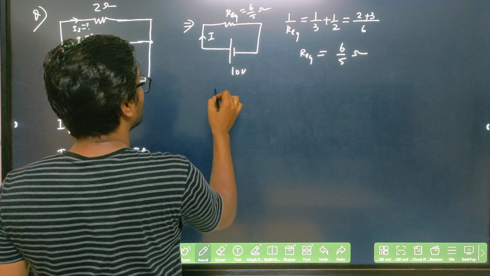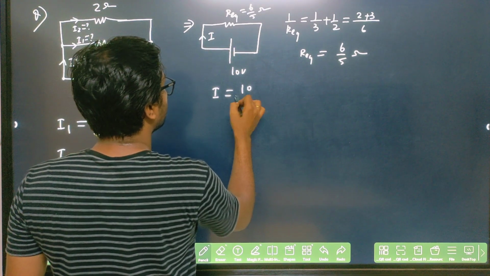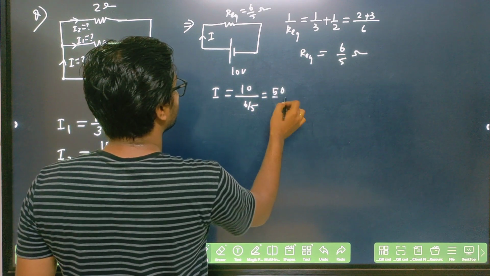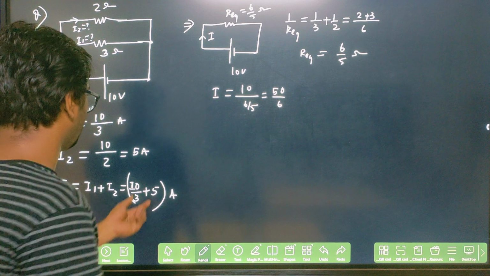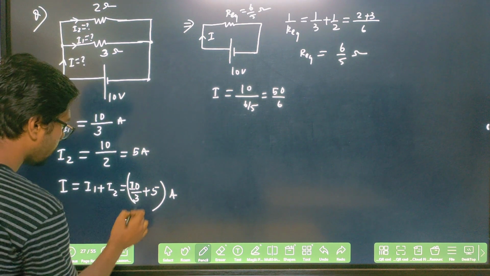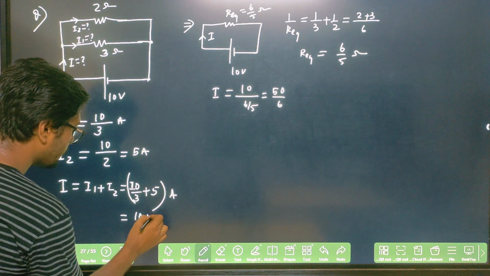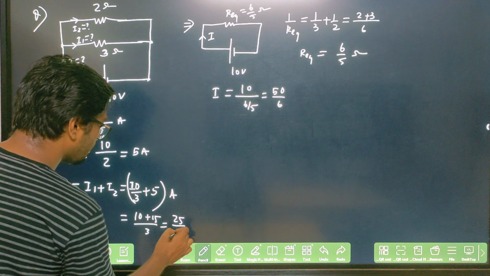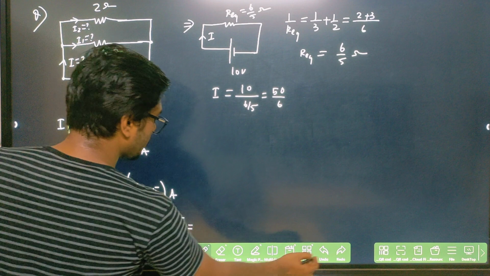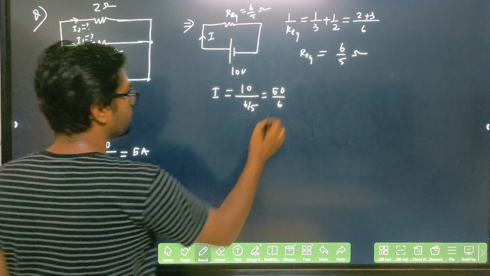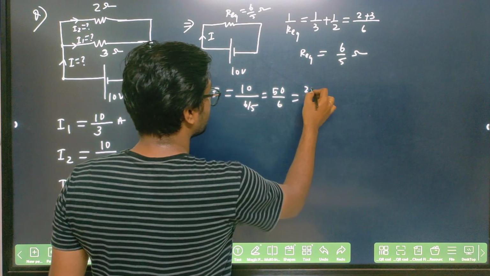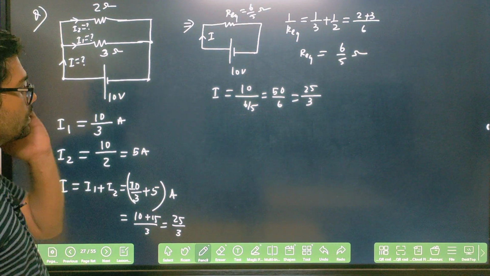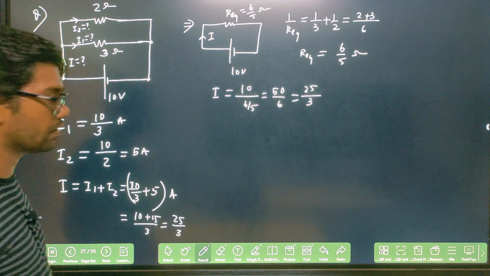Here, current I will flow. I will be 10 divided by 6 by 5, so it will be 50 by 6. If you add here, how much will you get? 10 plus 15 divided by 3, that will be 25 by 3, or this is the same, right? 25 by 3, this you cut here, this 2 will cancel out, this will be 25 divided by 3. See here, it's matching, right? Got it?